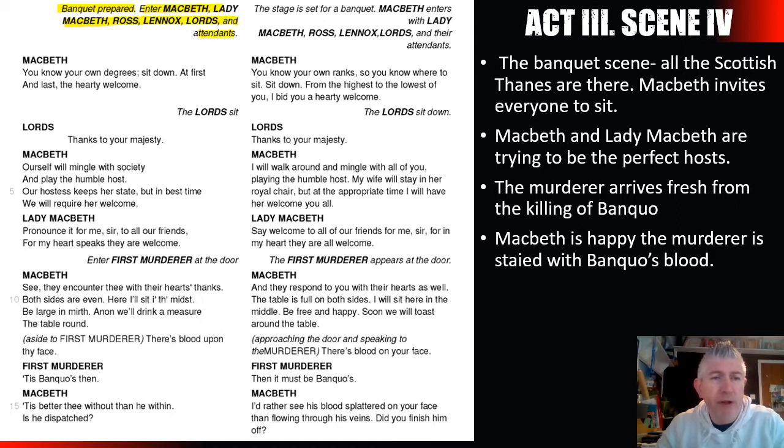Macbeth: You know your own degrees. Sit down. First and last, the hearty welcome. The Lords: Thanks to your majesty. Macbeth: Ourself will mingle with society and play the humble host. Our hostess keeps her state, but in best time we will require her welcome. Pronounce it for me, sir, to all our friends, for my heart speaks they are welcome.